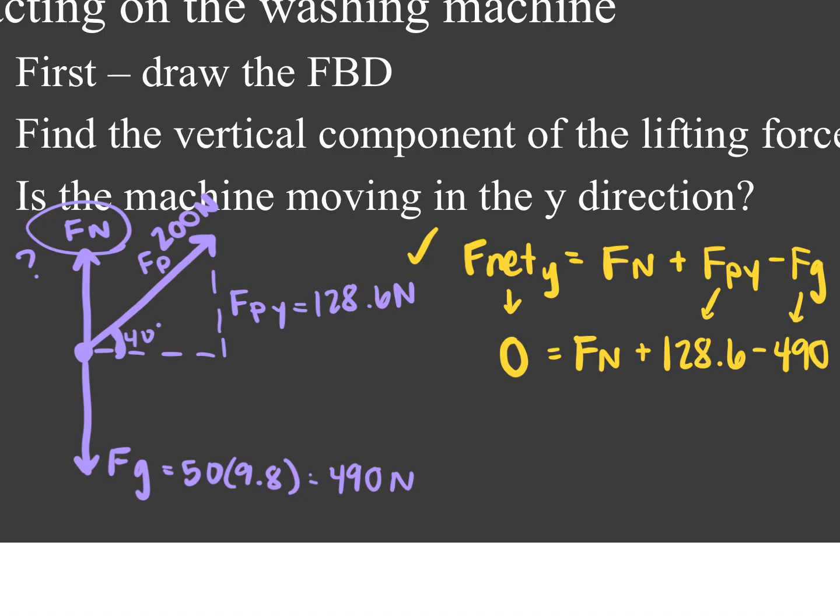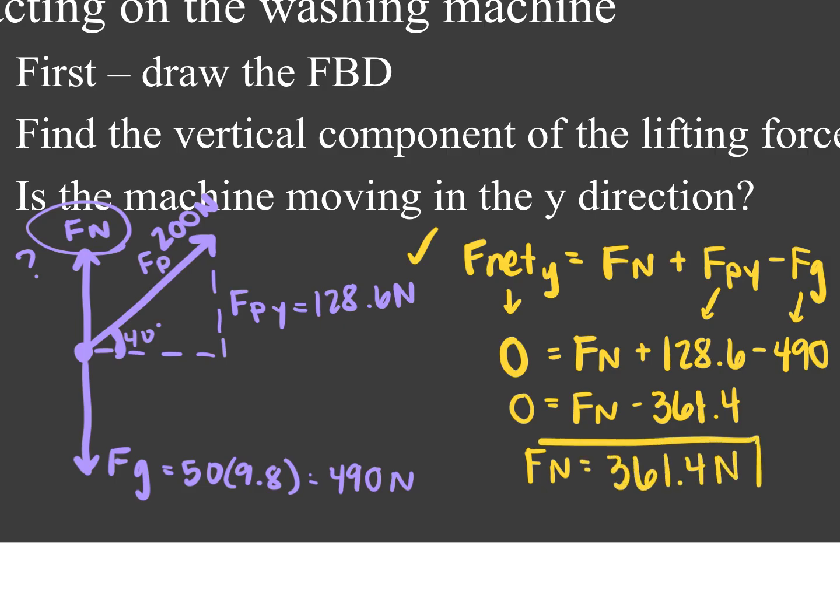So now I'm just going to take 128.6 minus 490, and then I would add that to the other side, right? 0 equals normal force minus 361.4. I would add that over. So my normal force is equal to 361.4 newtons.